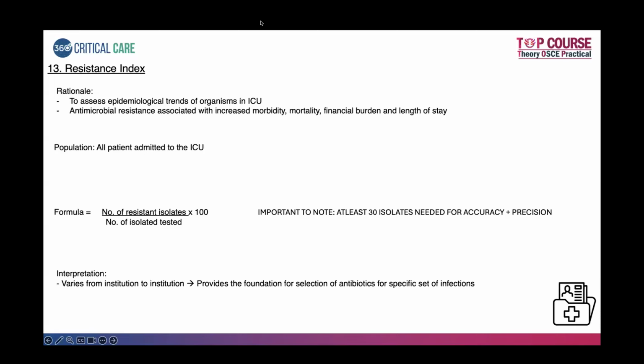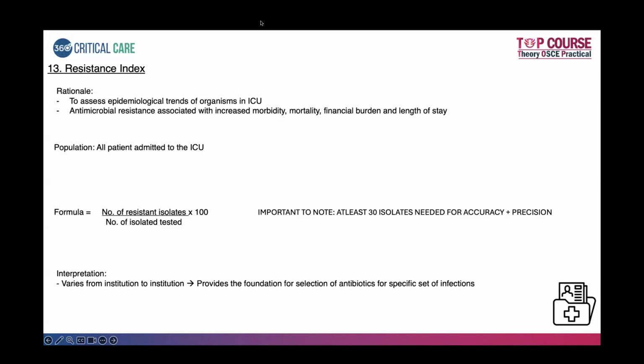The formula is very straightforward. That is the number of resistant isolates by the number of isolates tested. They say that the important thing to note is that at least 30 isolates are needed for accuracy and precision. The only thing is it varies from institution to institution.